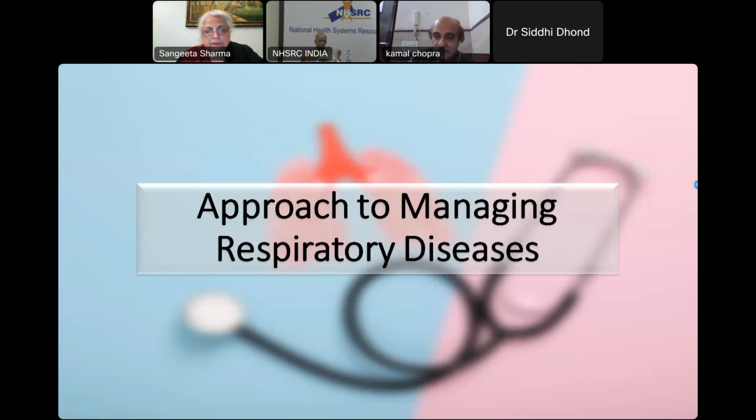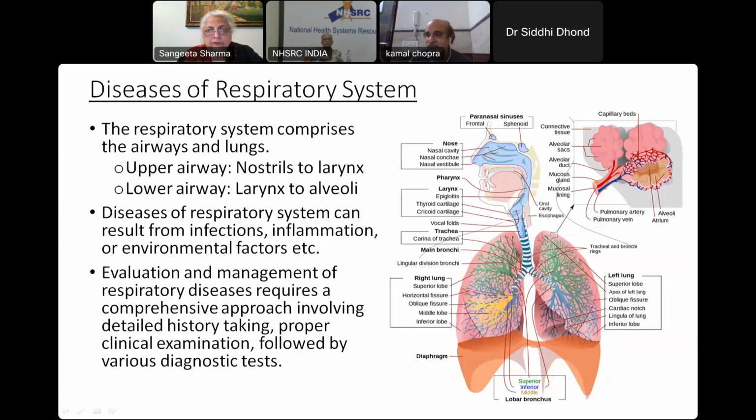Okay, so diseases of the respiratory tract comprise the airways and lungs, and it is divided into upper airways and lower airways. In today's session, we will be focusing more on the lower airways, especially pneumonia and community acquired pneumonia. As Dr. Srivastava said, this is a time when we get many such cases because of the weather condition and pollution. The upper airways start from the nostrils to the larynx, and the lower airways from the larynx to the alveoli. Diseases of the respiratory tract, most commonly, are infections. There could be inflammation and environmental factors, which include first of all pollution, which is very common these days, then smoking and industrial smoke also.